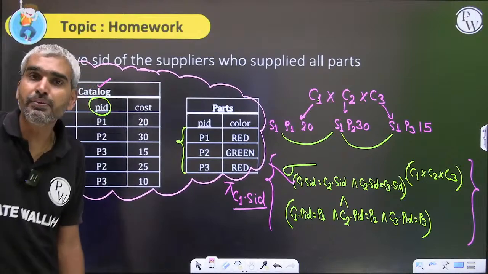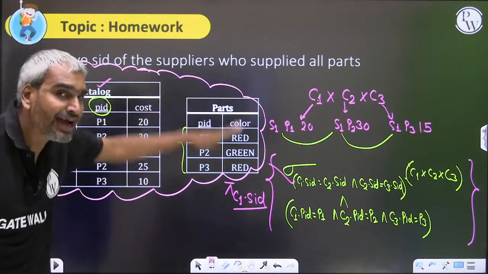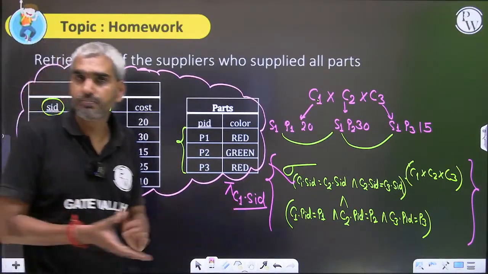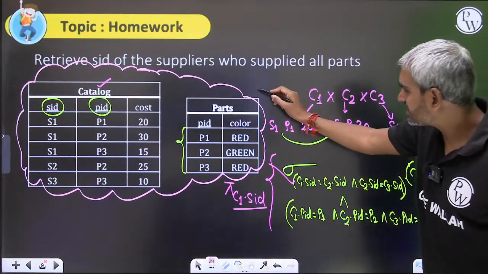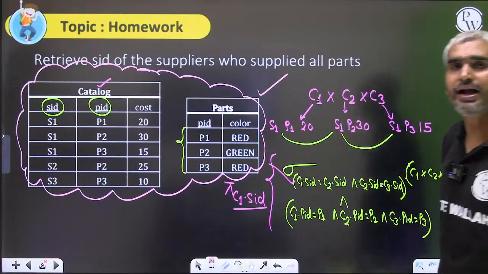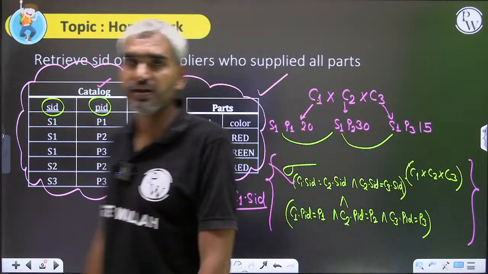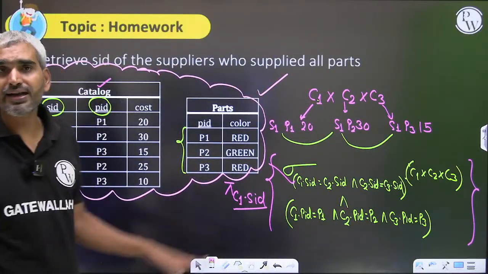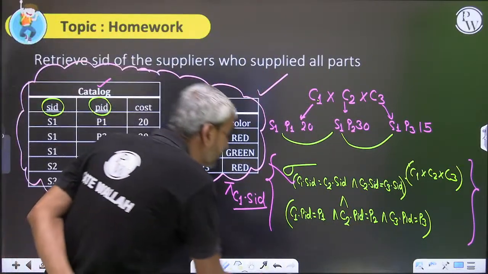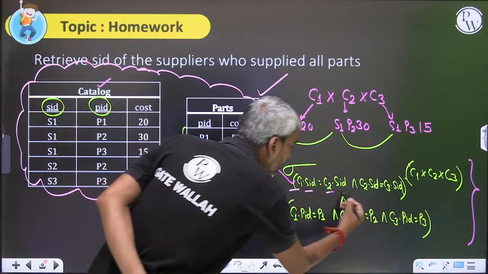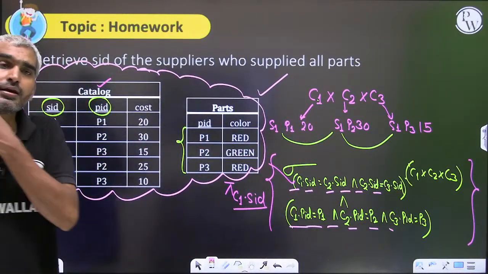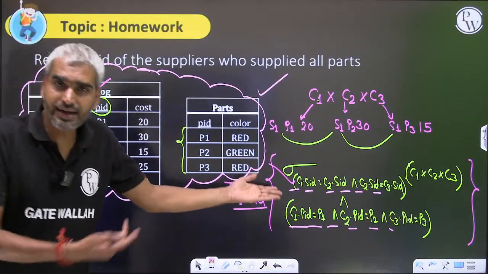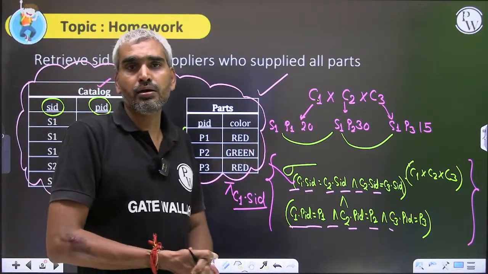But please tell me, the database may be large, right? What if there are 1 lakh parts in this part table? Are you going to write this condition for 1 lakh tuples in a single query? The query writing itself is going to take 2-3 days.